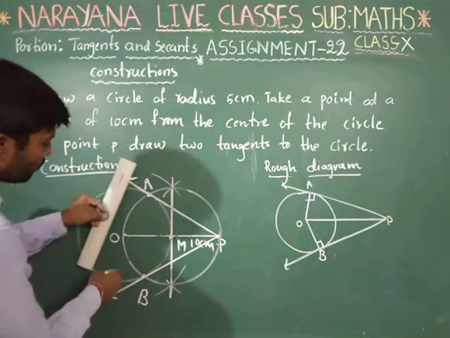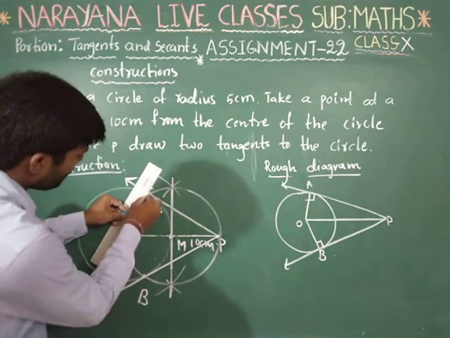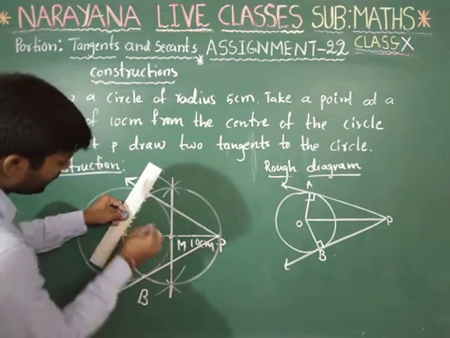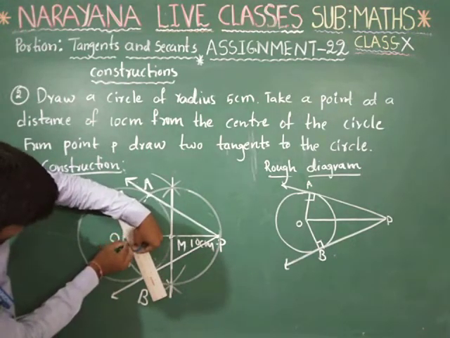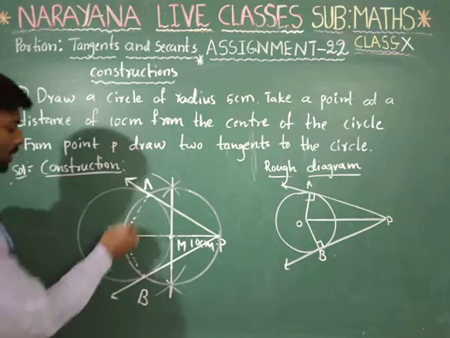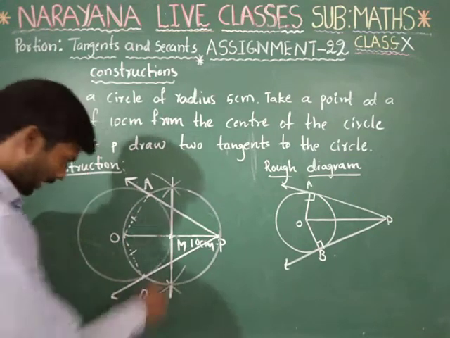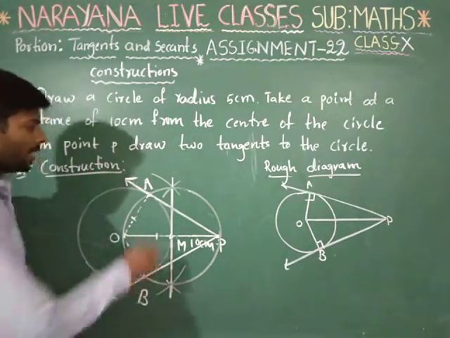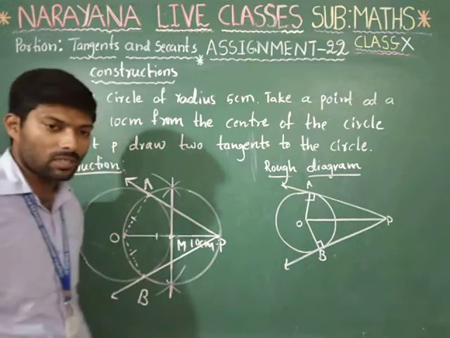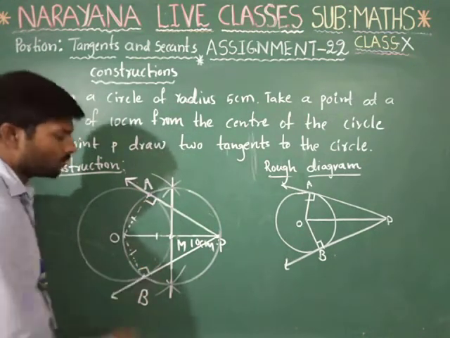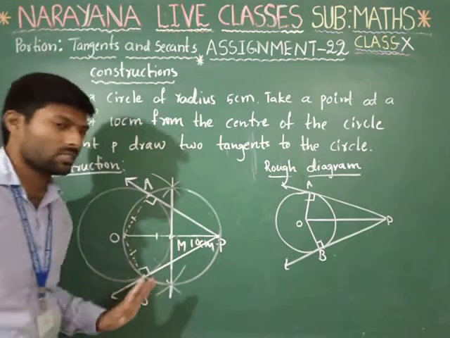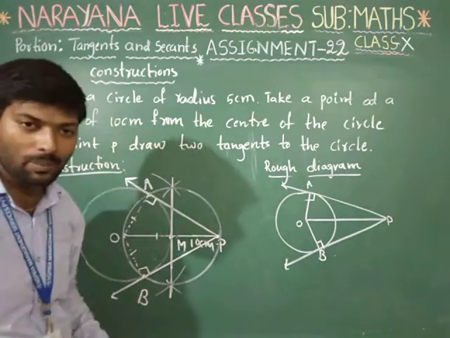Now you have to join O to A to form a radius of the circle with imaginary lines, and OB also with imaginary lines. This is also a radius of the circle. Here these two radii are equal, OP is the common side, and PA and PB are both equal, and the angle between tangent and radius must be perpendicular. So this is the main construction based on these given measurements.